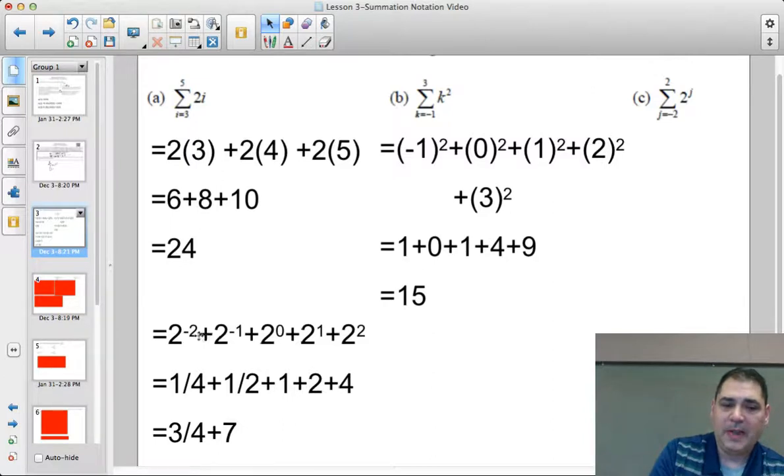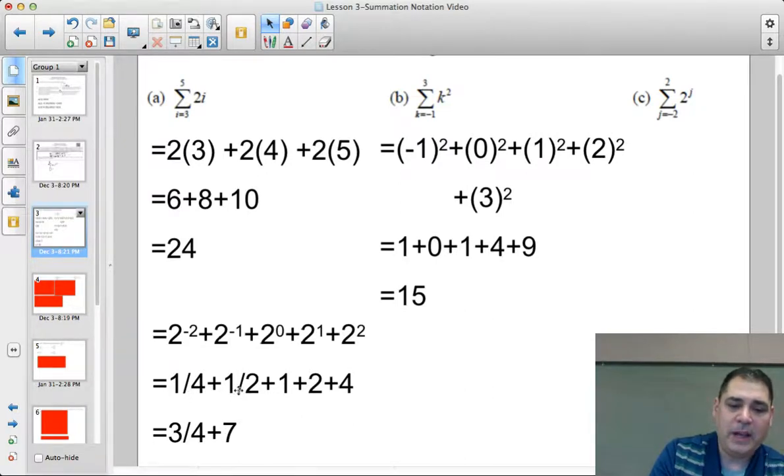So 2 to the -2, because that's what you start with, gives you 1/4. 2 to the -1 is 1/2. And to the 0 power is 1. 2 to the first is 2. 2 to the second is 4. So I just kept on going until I stopped and hit my upper limit. Add these together.